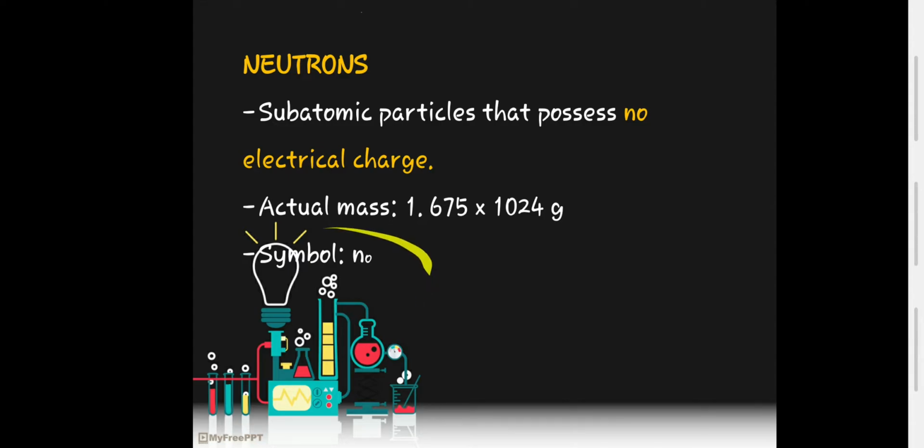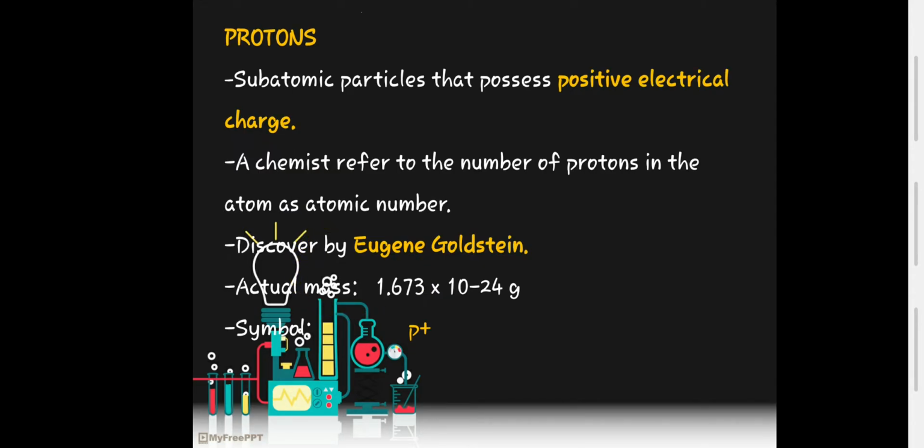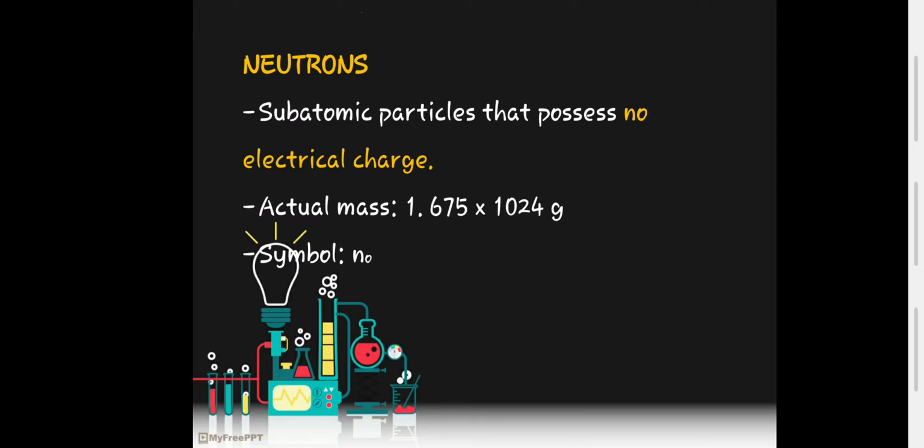So the symbol of a neutron is a small n with a zero. This zero defines that the neutron has no charge, or that it is in the middle. It is neither the positive charge nor the negative charge.